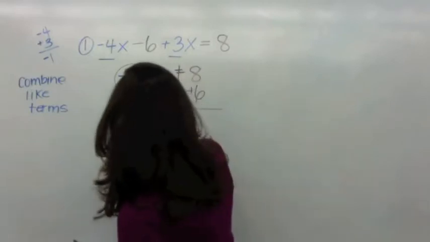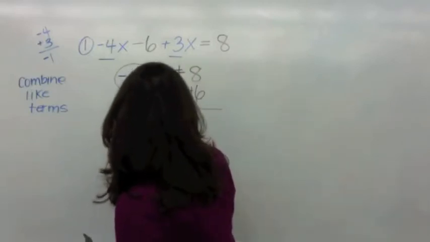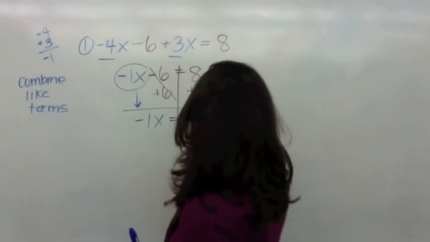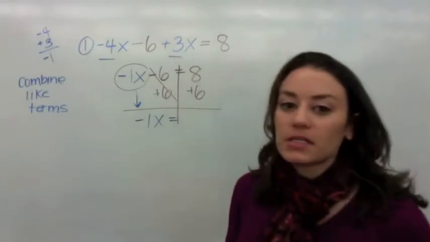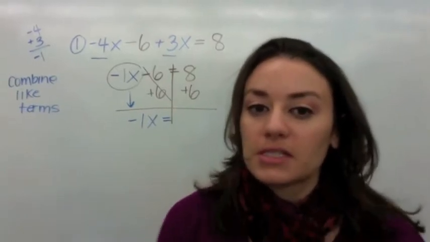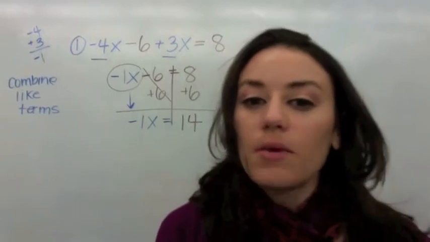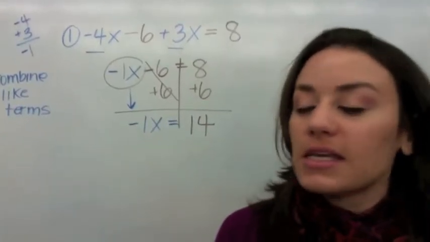So negative 6 and positive 6 make 0. Bring down the negative 1x. So now we have negative 1x equals, what is 8 plus 6? 8 plus 6, people. 8 plus 6 is 14. That is correct. Okay, so now we have that negative 1x equals 14.